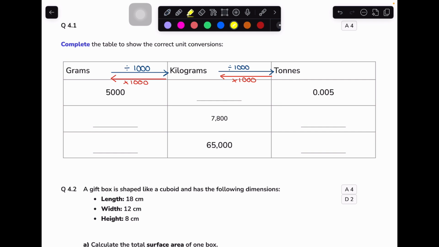So if I start with 5,000 grams, I need to divide that by 1,000 to change it to kilograms. So I know that that's going to be 5 kilograms. Okay, onto the one below.